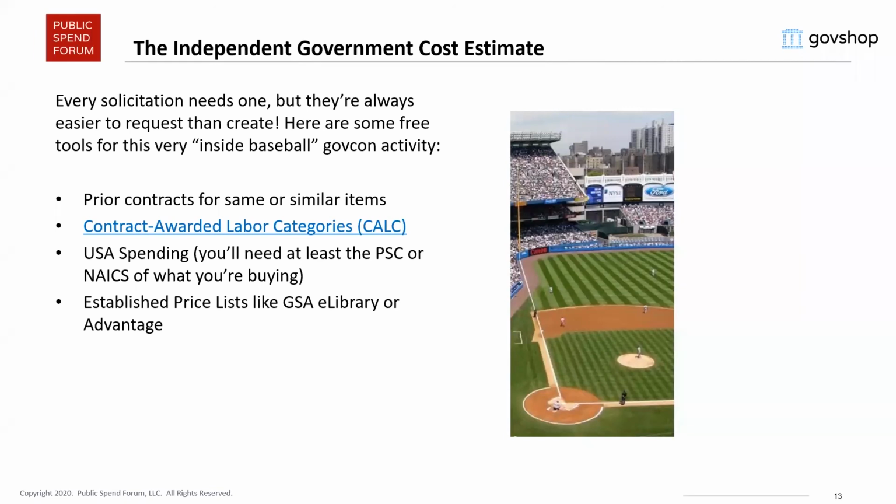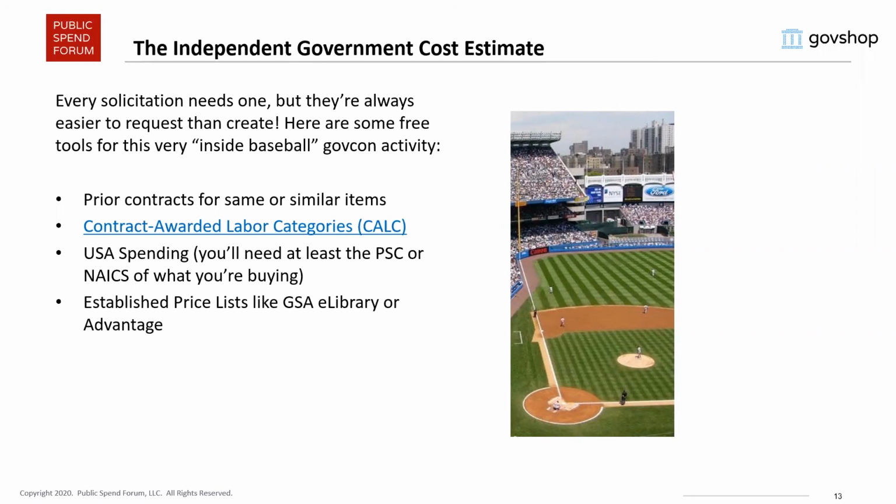USAspending, another free resource. You're going to need the product service code or the NAICS code of what you're buying, so make sure you come to USAspending with that. I know they're making USAspending better, and it's a source of data that needs to exist. And my friend Dave's blog has some great tips for how to use USAspending most effectively to do your independent government estimate work. So like I said, we'll chat that out or send that out in the email when we publish this. But USAspending, you're going to want to bookmark that.